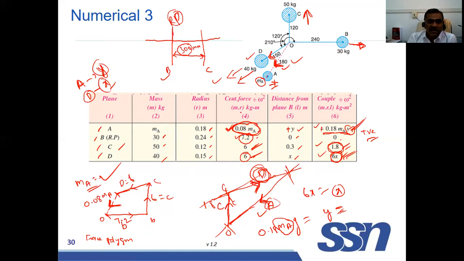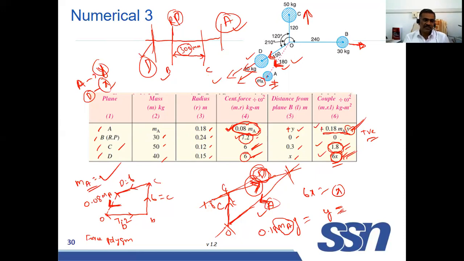This is the reference plane. A is here, and D is here, on the left side, because we are getting D negative. The direction of the force D is in this direction, but in the diagram it is coming in the opposite direction. When will you use the opposite direction? When it is on the left side. So we have the plane D here and A here. That is what we can understand from this problem, right?